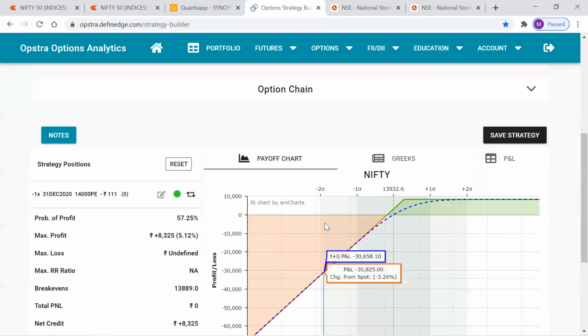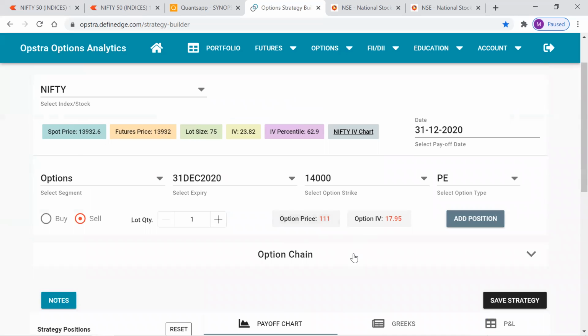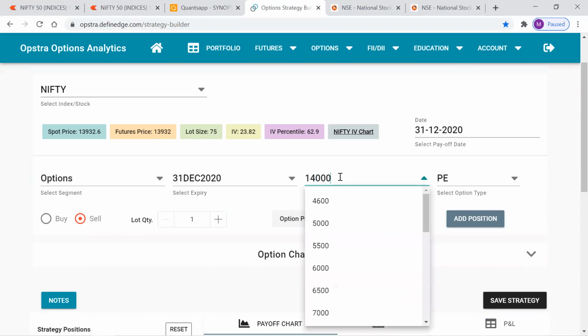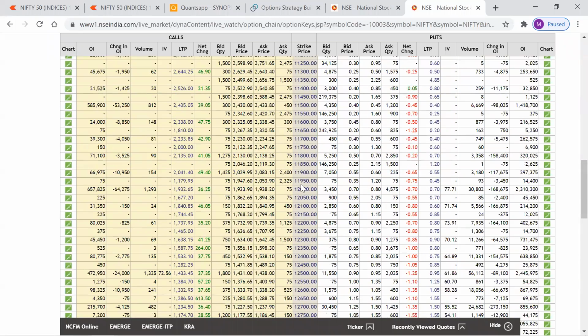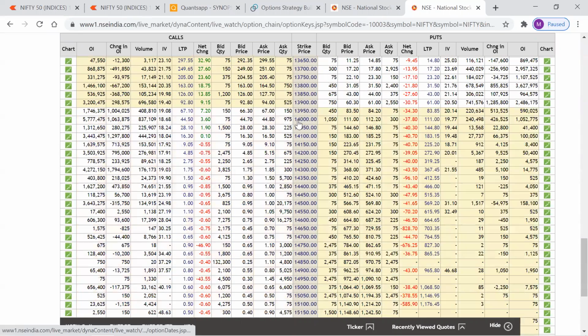So this is all about when you are bullish. This is nothing but the strike price here. I have selected 14,000 as the strike price because I'm estimating that the market will go beyond 14,000 before 31st of December. Let's go to our table. Look at our table. Where is 14,000? Yes, this is 14,000. 14,000 is our strike price.